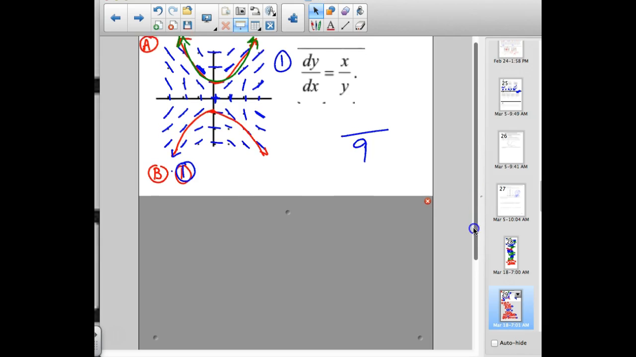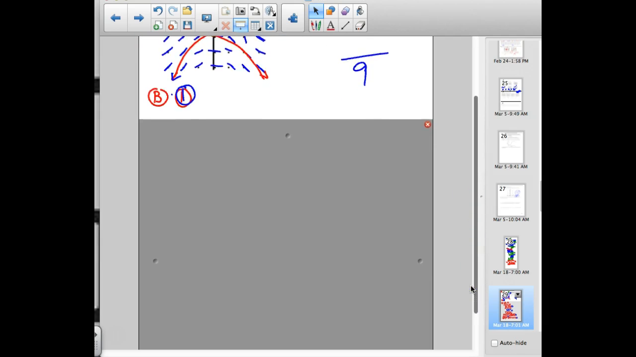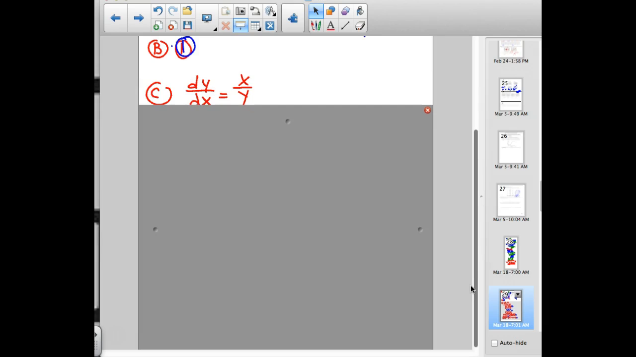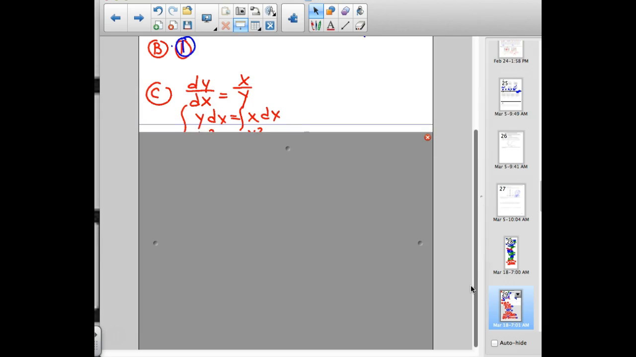And then a huge chunk of points for the next part of it. In part C, you are supposed to solve it. It's not the equation of a tangent line or anything. It is solving this differential equation. So here's how the points would go. You would get 1 for separating. So if you separated, give yourself +1.